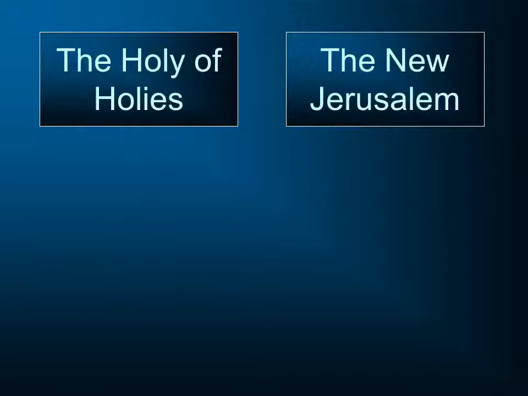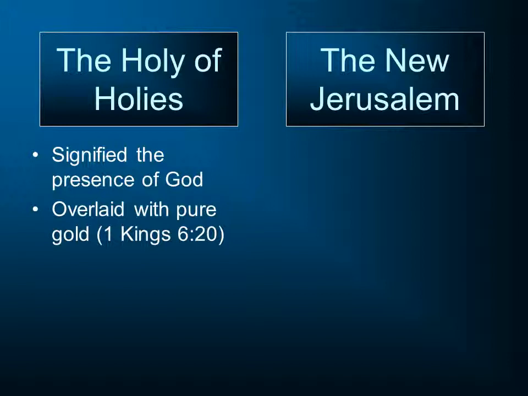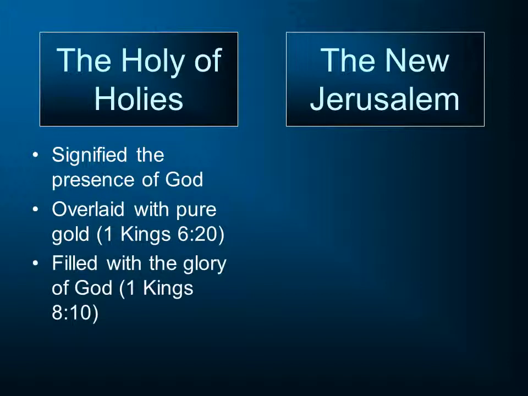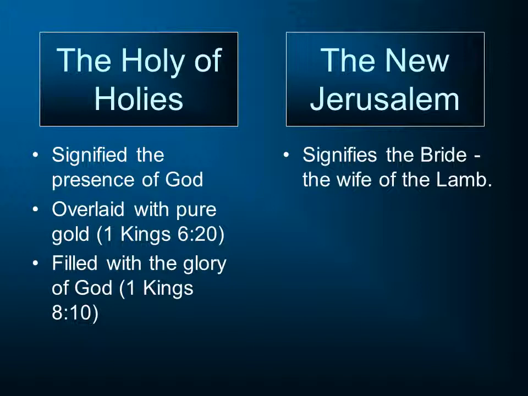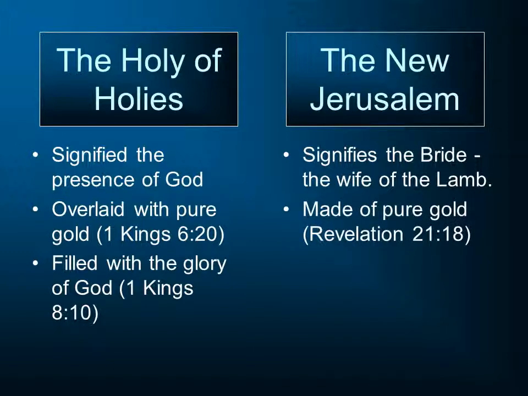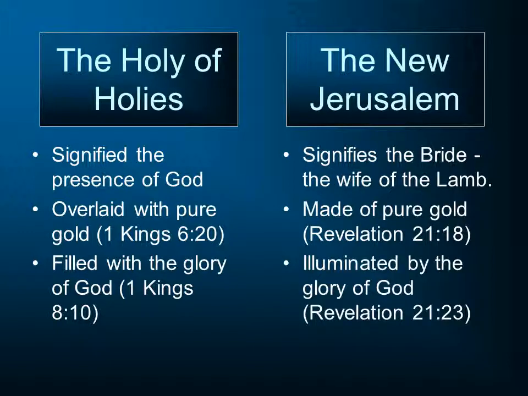The Holy of Holies. Notice we said that the Holy of Holies had the dimensions of an exact cube. It signified the presence of God. It was overlaid with pure gold. That's in 1 Kings chapter 6, verse 20. And when God comes into the building after there's been a prayer of dedication, it was filled with the glory of God. Now, the New Jerusalem likewise signifies the bride, the wife of the Lamb, the presence of God. It is made of pure gold, and it is illumined by the glory of God.